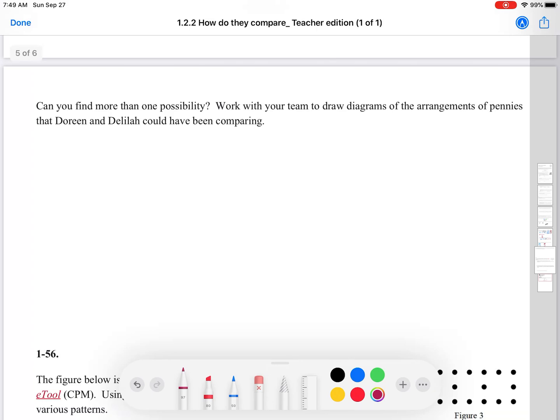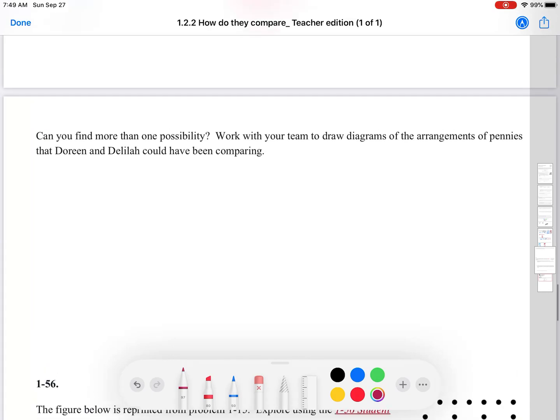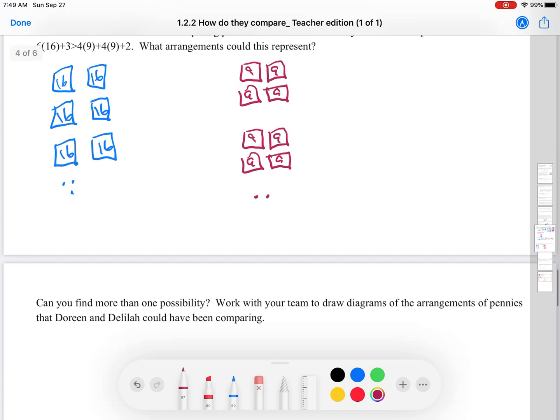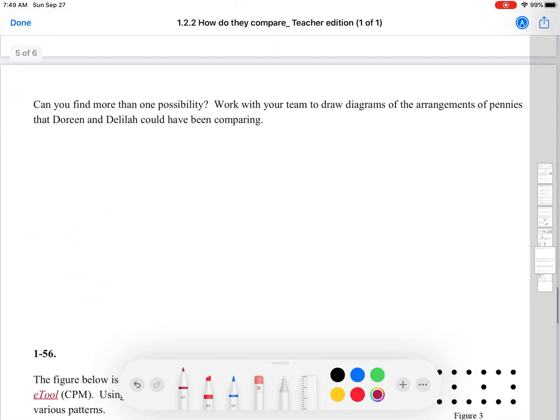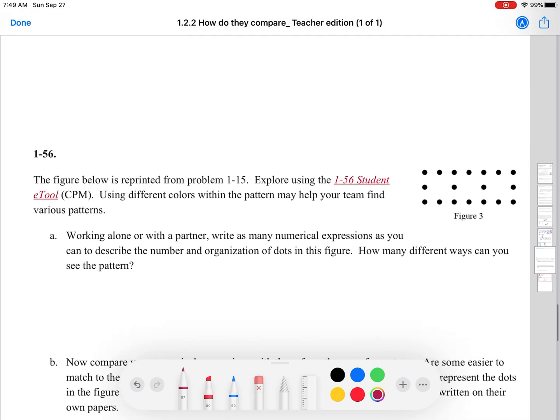Now the question is, could you find more than one possibility? Now we're not going to work with our team necessarily, but we're going to work individually to draw diagrams of the arrangement of pennies that they could have been comparing. I'll challenge you to see if you can come up with one other arrangement to show this. Try it out. I'm not going to give you any big answer or reveal for something like this. I'm going to just let you try it out and see if you can find another answer.